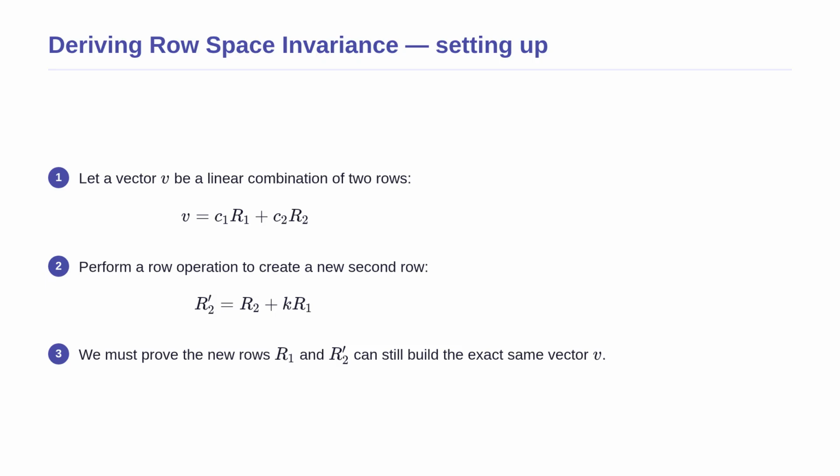Now that we have successfully used row operations to find the rank, let us prove exactly why this works. We need to establish that adding a multiple of one row to another does not change the row space. Suppose we have a row space built from 2 original row vectors, R1 and R2. Any reachable vector V in this space can be written as a linear combination, C1 times R1 plus C2 times R2. Now, we perform our standard row operation, replacing the second row with a new row, R2 prime, which equals R2 plus K times R1.